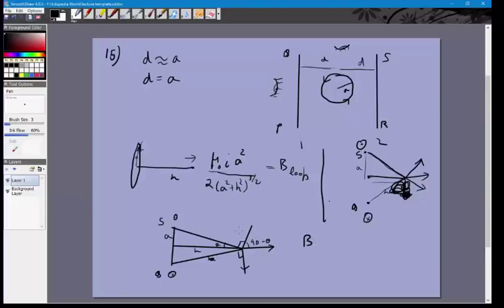So B due to the first one, BS, is equal to mu naught I by 2 pi S, that is 2 pi times (A squared plus H squared) to the power 3 by 2.